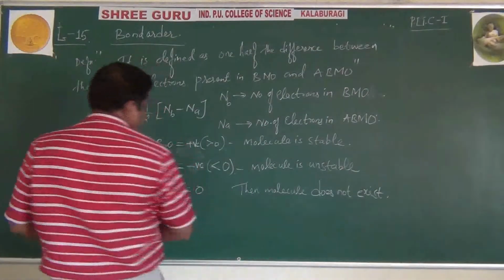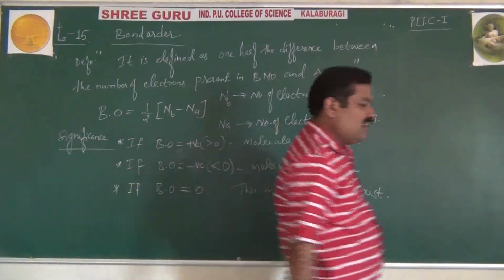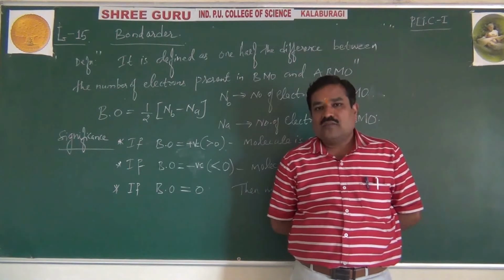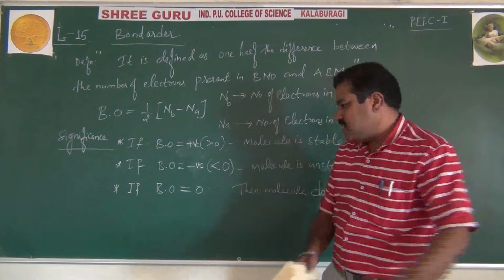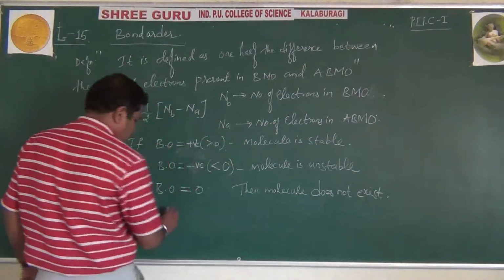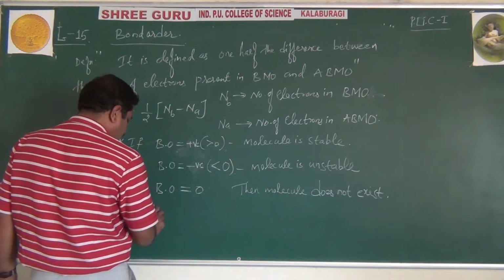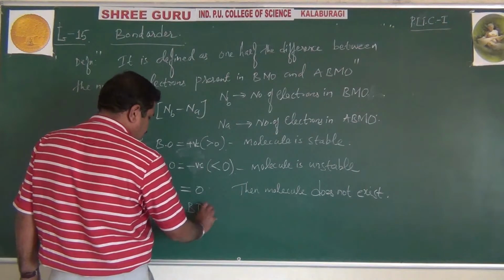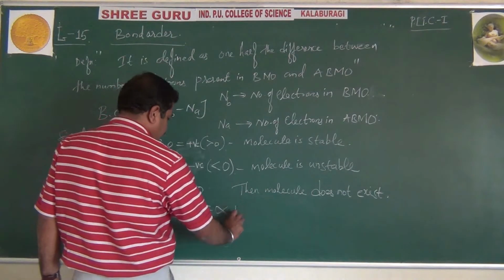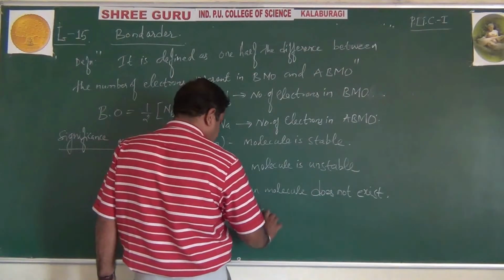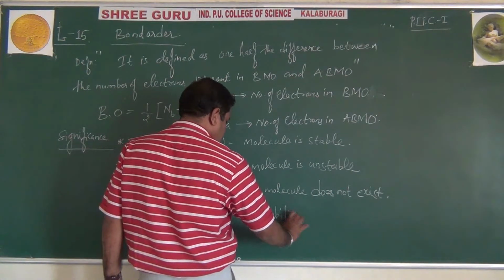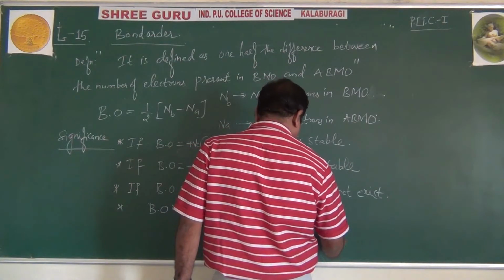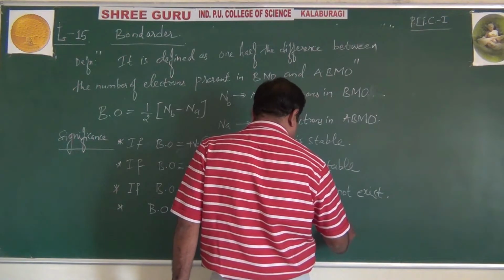So this bond order, remember, I will tell you at the last. Already I told you, bond order is directly proportional to bond stability, even bond dissociation energy, but inversely proportional to bond length. Repeat. Bond order is directly proportional to BDE, bond dissociation enthalpy, directly proportional to bond stability, but inversely proportional to bond length. Remember, bond length.